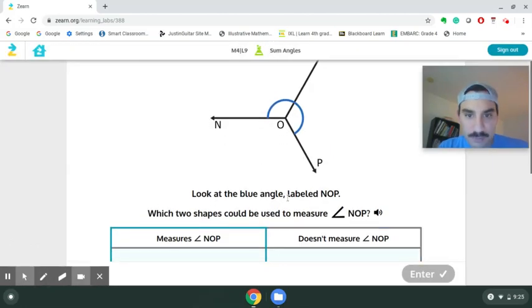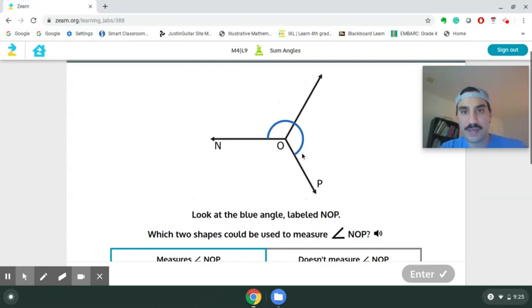All right, look at the blue angle labeled NOP. I think they mean this outside blue angle here, not what's inside. Which two shapes could be used to measure NOP? Let's get a good look at each of these angles.